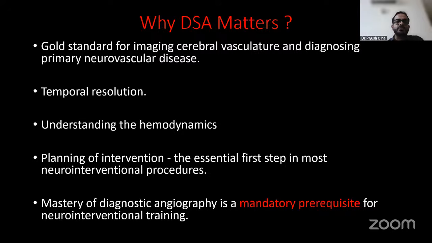But the first question that always comes to our mind is why is it really so important? Why does it matter? Most importantly, it is the gold standard for imaging any kind of cerebral vasculature and diagnosing primary neurovascular diseases. It is a wonderful tool for temporal resolution diagnosis. It also helps us understand the hemodynamics. Probably it is the only tool we have available to understand the hemodynamics of cerebral vasculature. It is very important if you're planning an intervention for any kind of neurovascular disease, and most commonly, it is the first step that we do before planning any kind of procedure. Mastery of diagnostic angiography is a prerequisite for neurointerventional training.